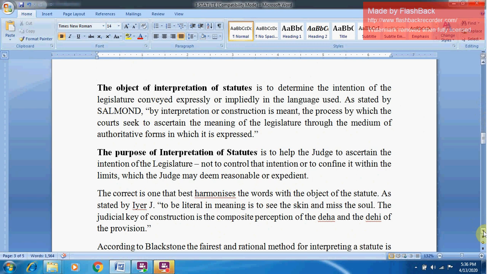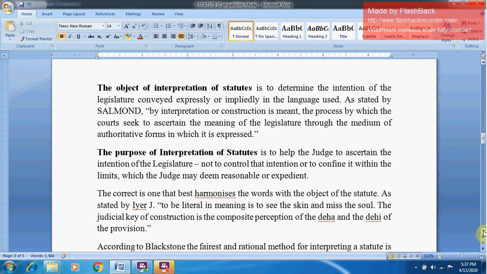For the time being, we will see the purpose of interpretation of statutes. What is the purpose? The purpose is to help the judges to ascertain the intention of the legislature, not to control that intention or to confine it within the limits which the judge may deem reasonable or expedient. And the correct construction is one that best harmonizes the words with the object of the statute. In this part, we will also study harmonizing certain statutes, whether in taxation, the constitution or any other aspect.